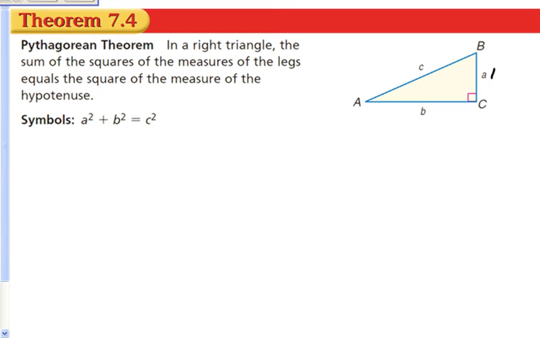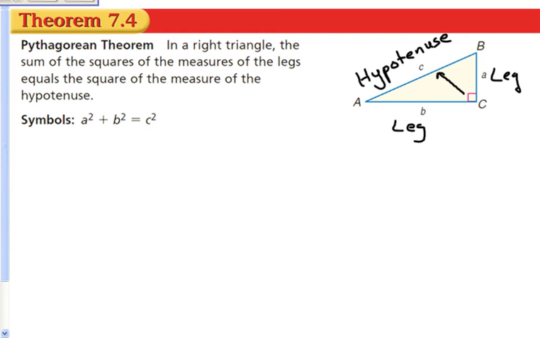Side BC here is what we call a leg, and so is AC. The two legs are easy to identify because they form the right angle in the right triangle. The side that's across from the right angle is what we call the hypotenuse. The hypotenuse is always the longest side of the right triangle.